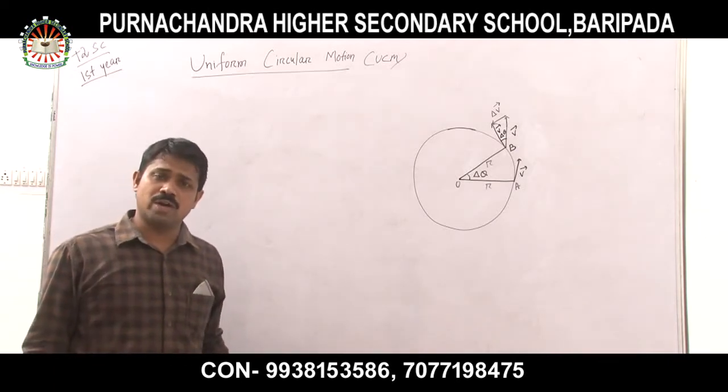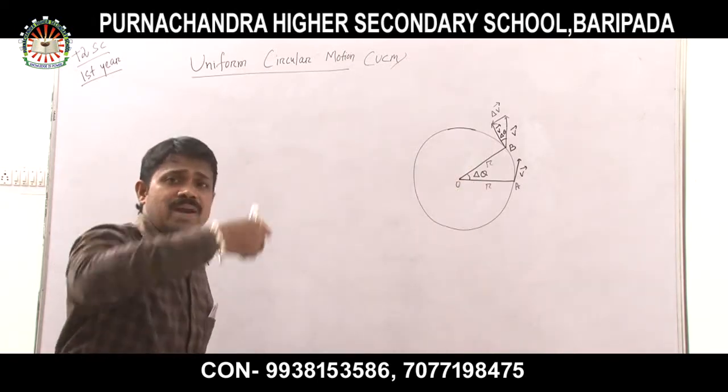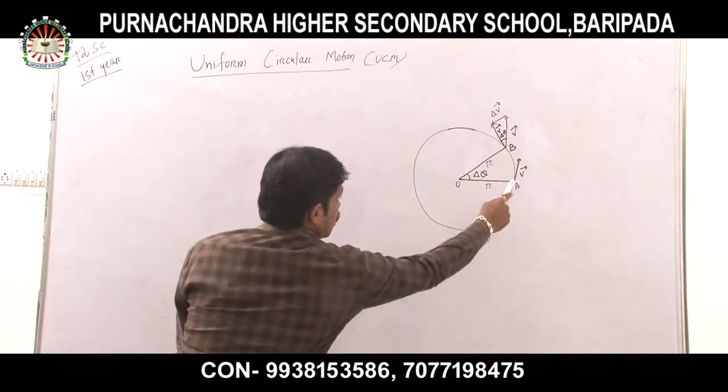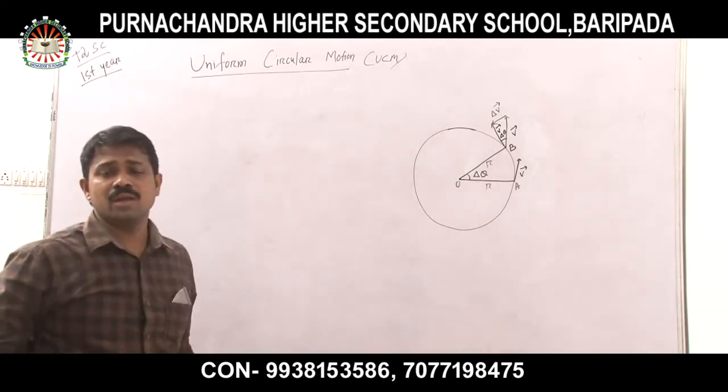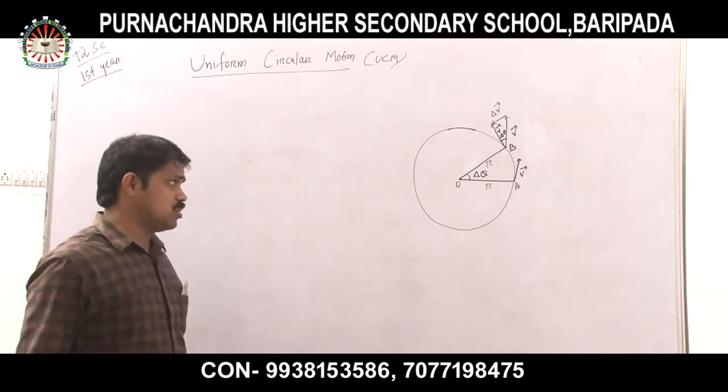Understood all of you? Okay, because after a certain distance, one revolution repeats itself. This revolution repeats itself at a particular interval of time. That's why it is a periodic motion.